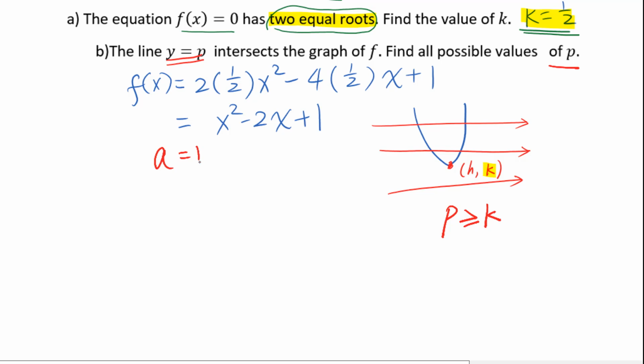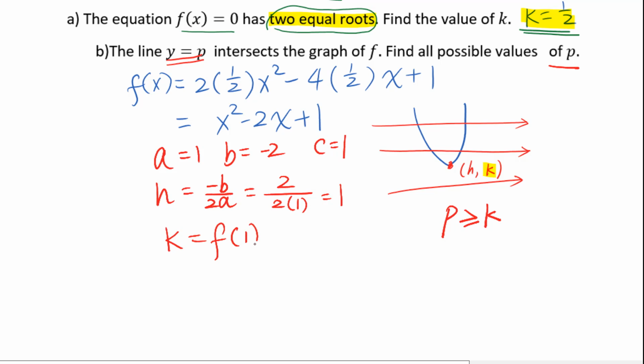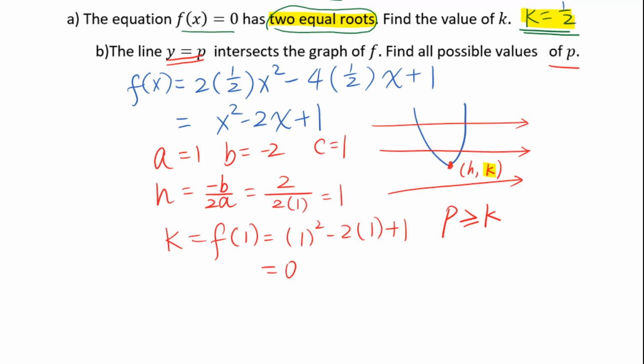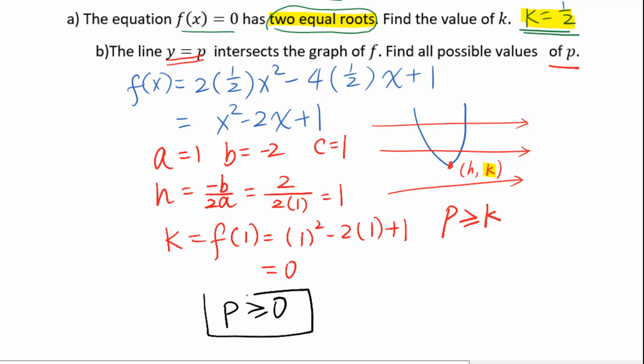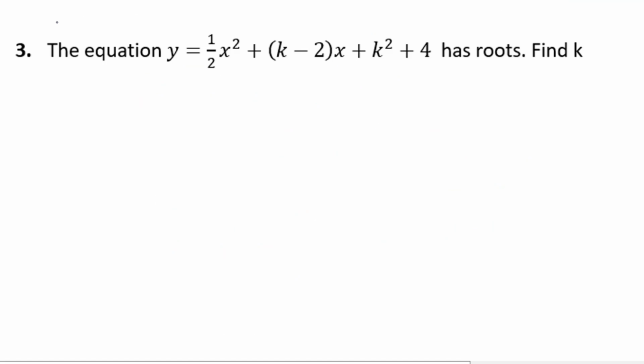We know that a equals 1, b equals -2, c equals 1, and h equals -b/2a. That is 2/(2 times 1), which equals 1. For k equals f of 1, 1 squared minus 2 times 1 plus 1 equals 0. In other words, when p is greater than or equal to 0, then y equals p will intersect the graph of f.